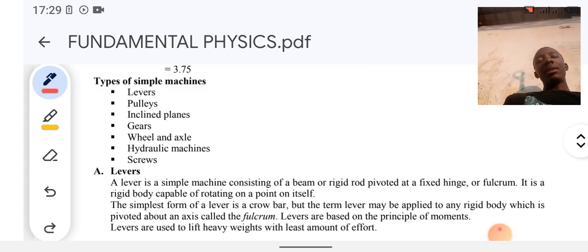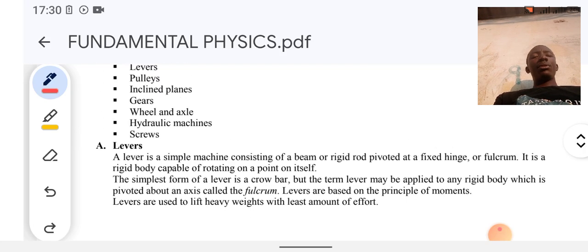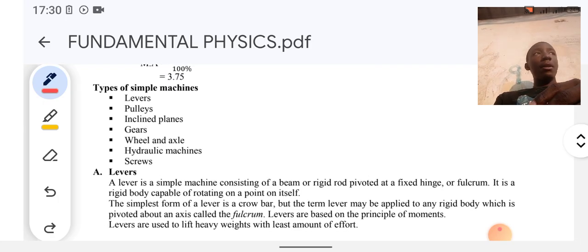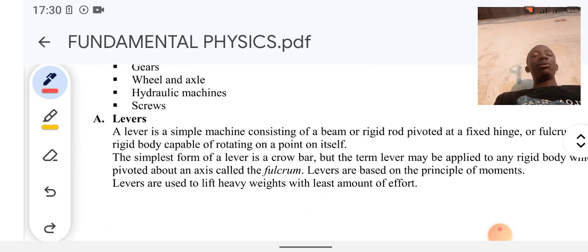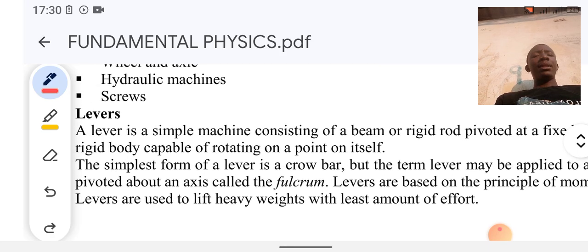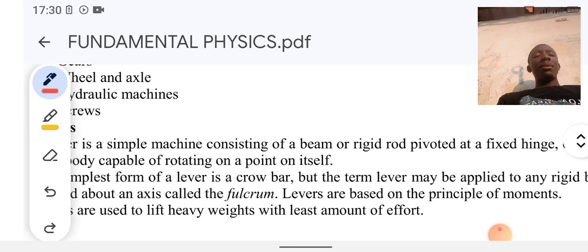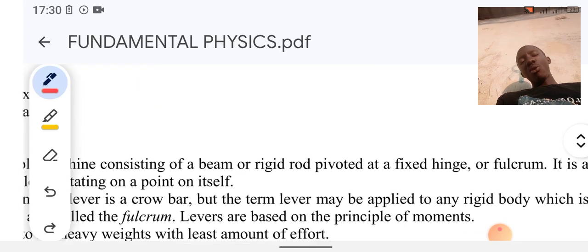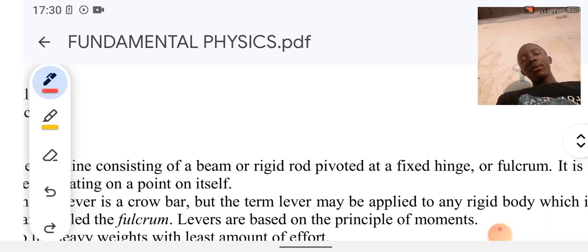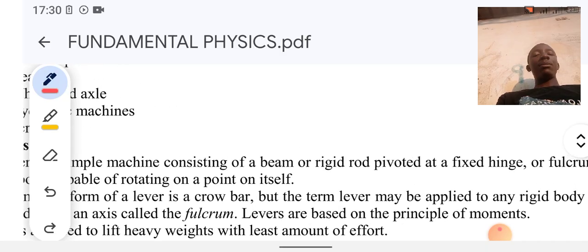So let's look at what we call a lever or levers. A lever is simply a simple machine consisting of a beam or a rigid rod pivoted at a fixed hinge or fulcrum. That's what we call it. It is a rigid body capable of rotating on a point on itself. It's capable of what? Rotating on a point on itself.